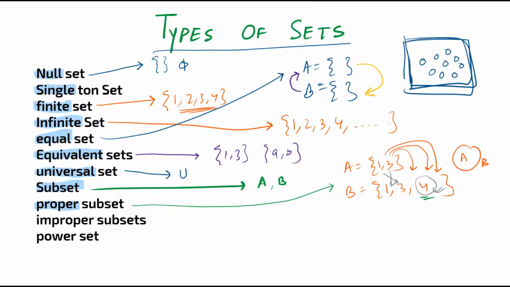Now, what is an improper subset? The null set phi is a subset of every set, and every set is a subset of itself. Let me just write it down for you. So if you take the element phi, which is the null element or the null set, it actually is a subset of A, or it is a subset of B also. Basically, the null set is a subset of every set.